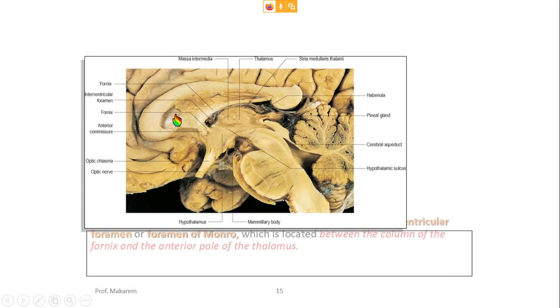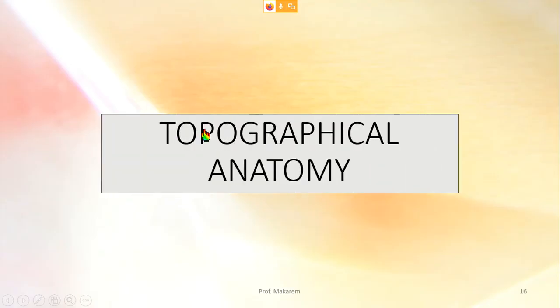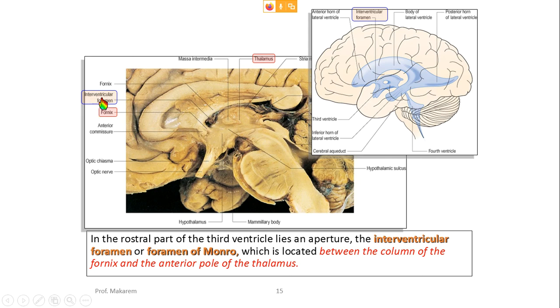Then, at the rostral part of the third ventricle lies an aperture called the interventricular foramen of Monroe. Here you can see this interventricular foramen of Monroe, which is located between the column of the fornix and the anterior pole of the thalamus. Here you can see the hypothalamic nuclei, and here the thalamus. So this is the third ventricle which we can identify over here.